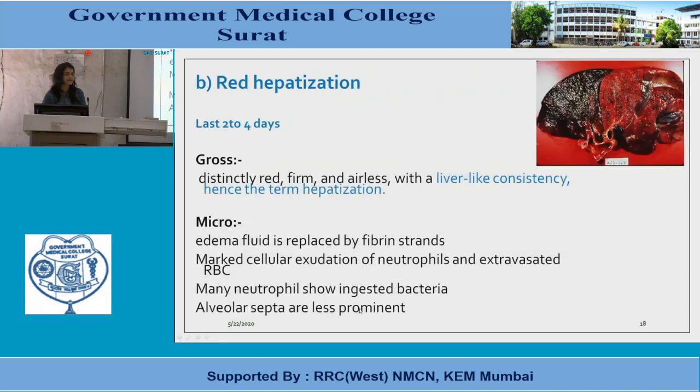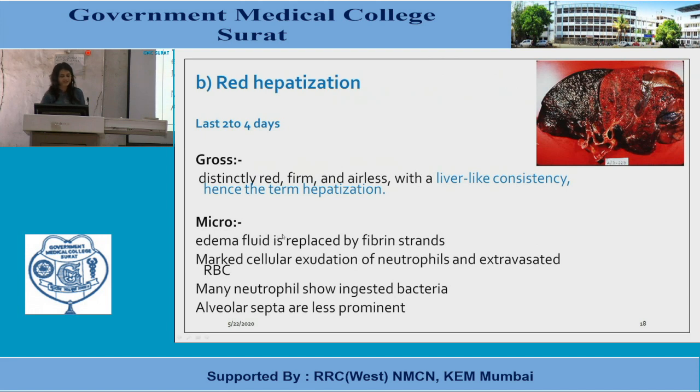The second is the stage of red hepatization, which will last for 2 to 4 days. Grossly, the lungs are red, firm and airless. Normally, the lungs are airy, so they have a soft consistency. But now they have become airless because of this inflammation. So they have a firm consistency just like a liver. So the term hepatization is used, and it is known as red hepatization.